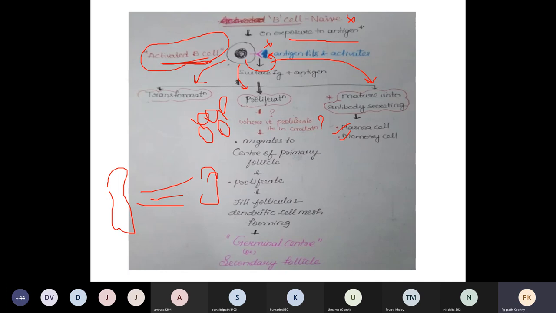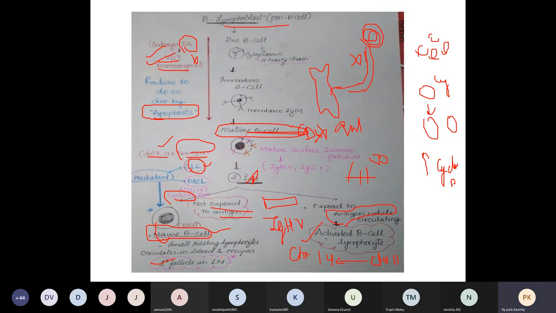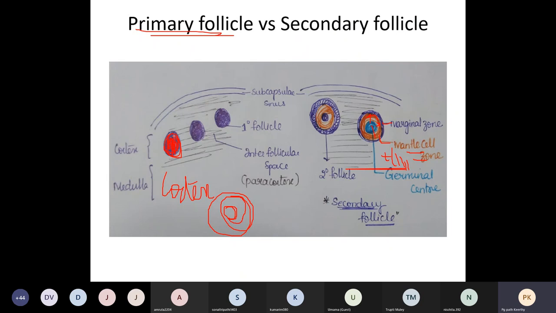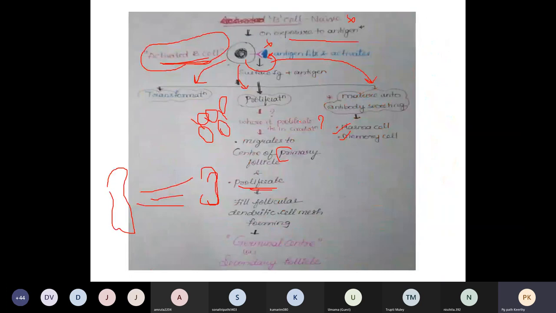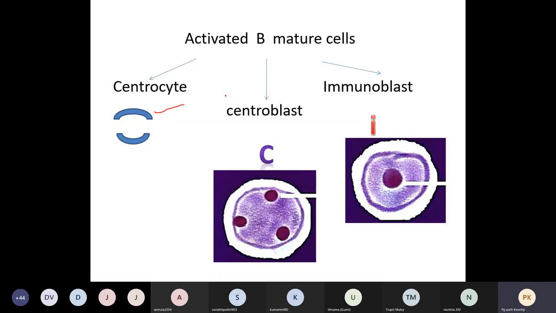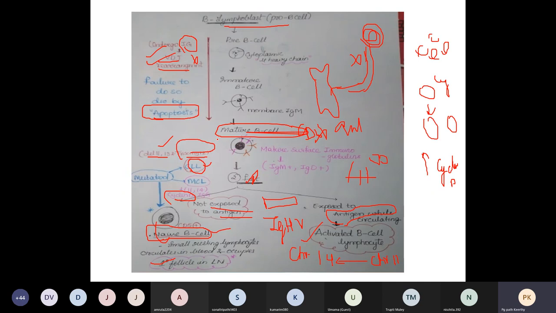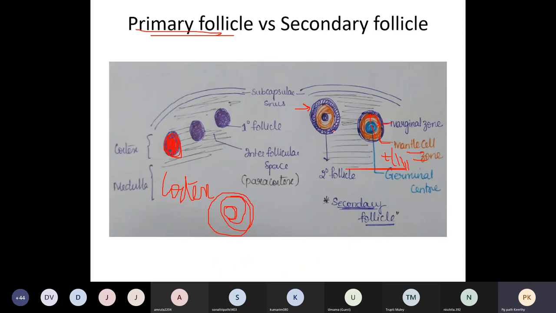It goes to the lymph node and proliferates there. Obviously, all your naive cells will go to your primary follicle, right? So now this activated B cell will go to this primary follicle, and it will keep dividing into different types of cells, either like a centrocyte, or a centroblast, or an immunoblast. Because of this, your follicle will now have three zones: the germinal center, mantle zone, and marginal zone. Because of this activated naive B cell which went to the follicle, which before was a primary follicle, there is now a proliferation of these cells, leading to the formation of a secondary follicle, which has these three zones.